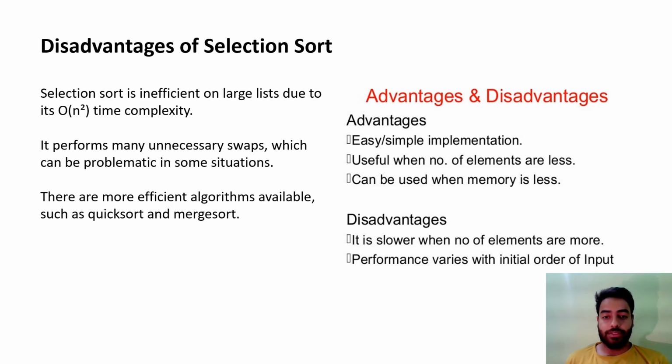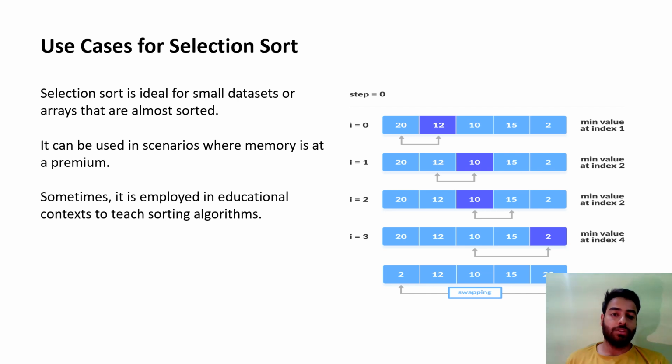Advantages and disadvantages. Easy, simple implementation, useful when the number of elements is small. Can be used when memory is limited. Disadvantages: it is slower when the number of elements is large. Performance varies with the initial order of the elements.